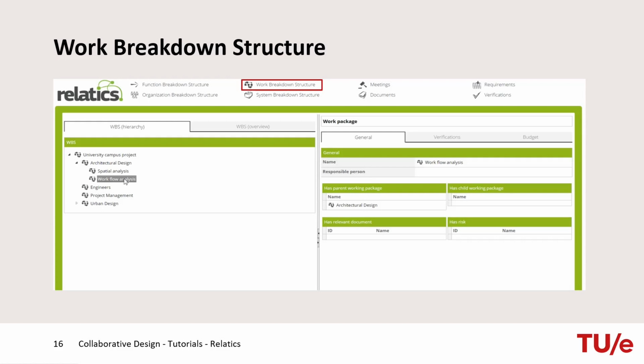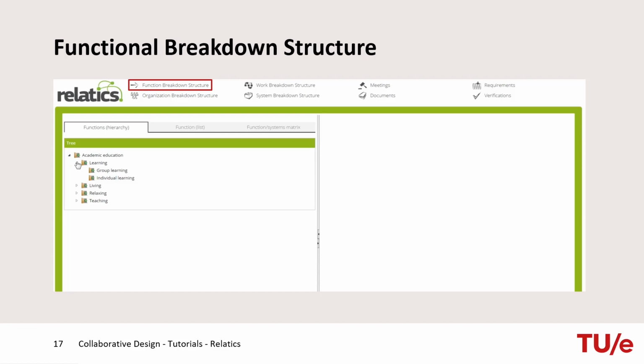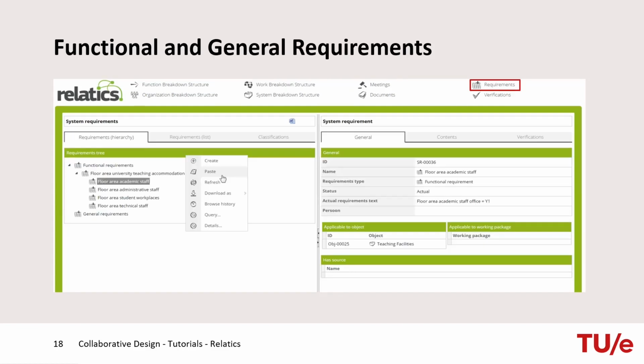Based on this hierarchical structure, for example, time estimates can be made on a granular level and accumulated into an overall sum. The functional breakdown structure lists all functions that must be addressed by the building. Functional requirements have a correspondence to the functional breakdown structure and qualify and quantify their intended behavior. On top of that, general requirements can pose additional constraints, for example, planning, appearance, or costs.